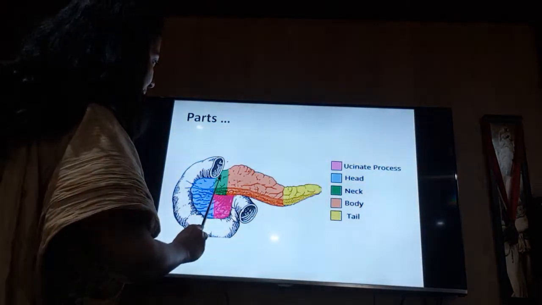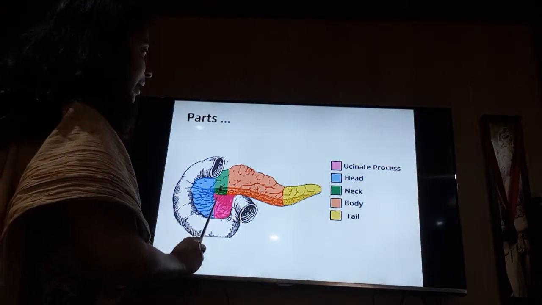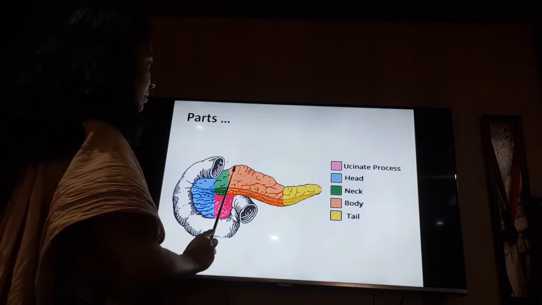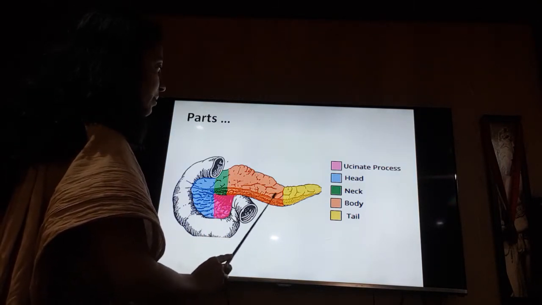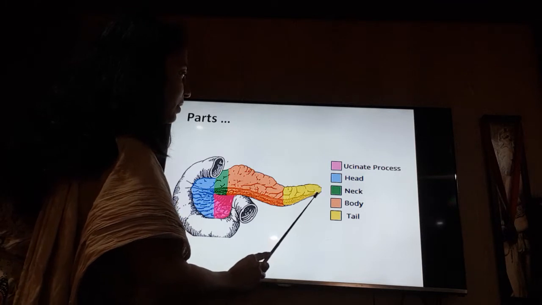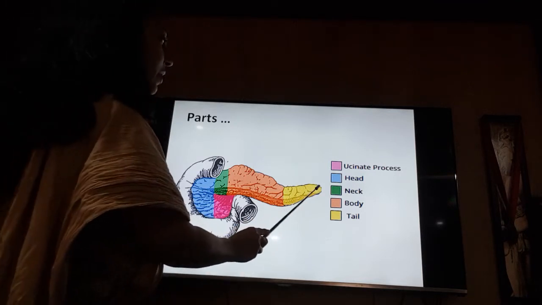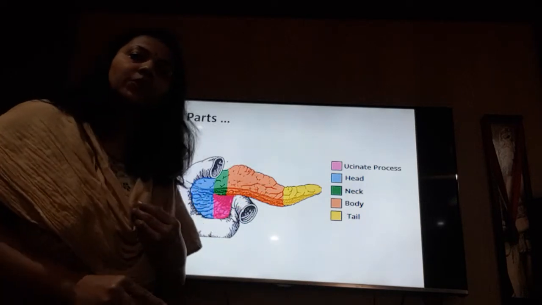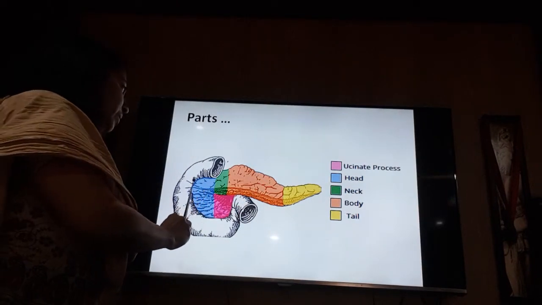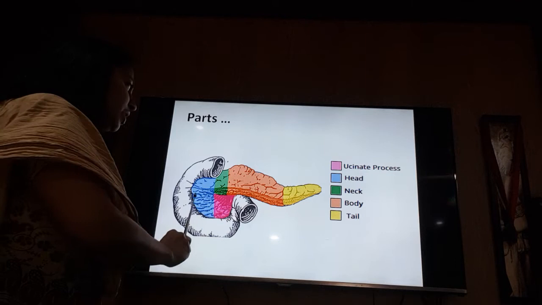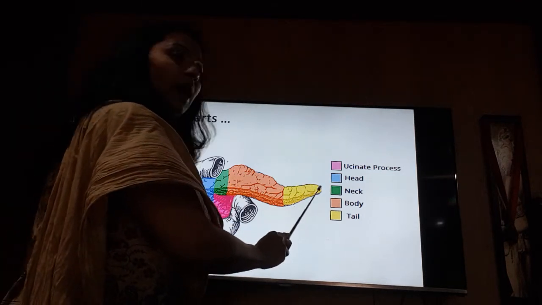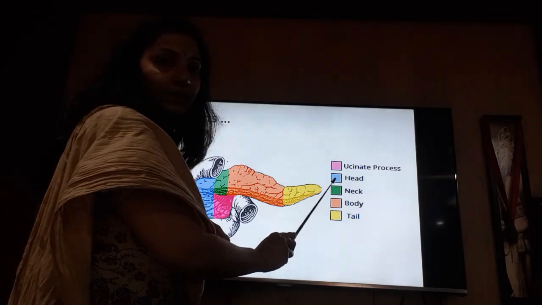So this narrow region you can see is the neck of the pancreas. Then you can see this is the body of the pancreas, and this yellow color, this is the tail of the pancreas. This tail of the pancreas is reaching the spleen. So it begins from the C-shaped concavity formed by the duodenum, and reaches the hilum of the spleen.